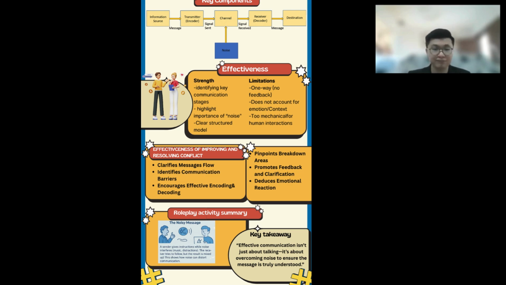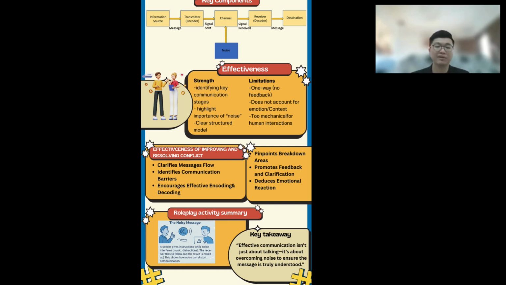So second will be identify communication barriers. Noise, in the model, refers to anything that interrupts or disrupts the message, like background sound, external environment, unclear language, unclear words, or emotional stress. By learning to identify and remove this noise, our communication becomes more effective and less confusing.